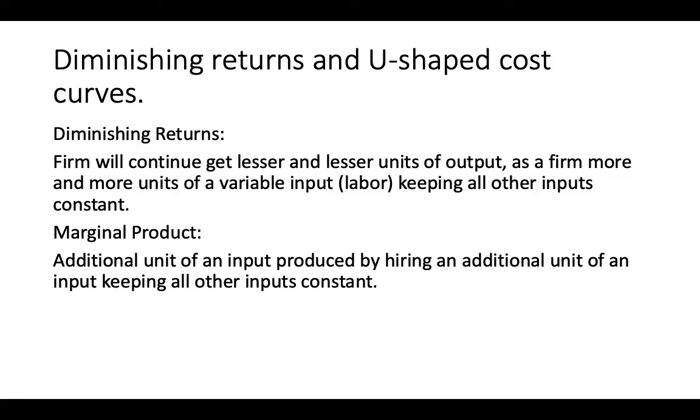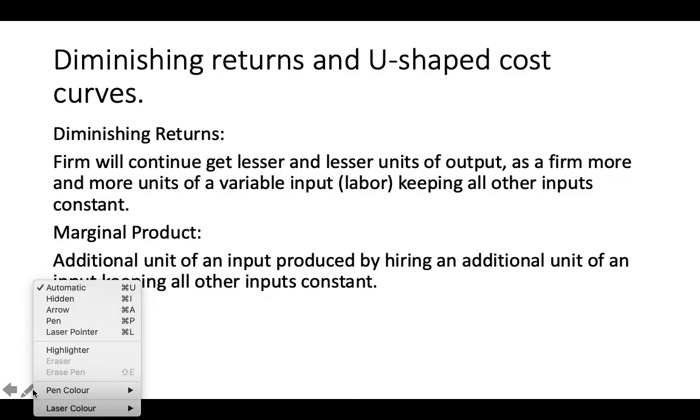Right? अगर आप अपने बाकी इनपुट्स को कांस्टेंट रख रहे हैं और सिर्फ एक इनपुट को चेंज कर रहे हैं, जो कि हमारी एग्जांपल में लेबर है, तो हर एडिशनल लेबर आपको पहले से कम प्रोडक्शन प्रोवाइड करता है. Let's add another concept, and that's marginal product. Marginal product is the additional unit of output produced by hiring an additional unit of input, keeping all other inputs constant. Alright, यहाँ पर typing error है.